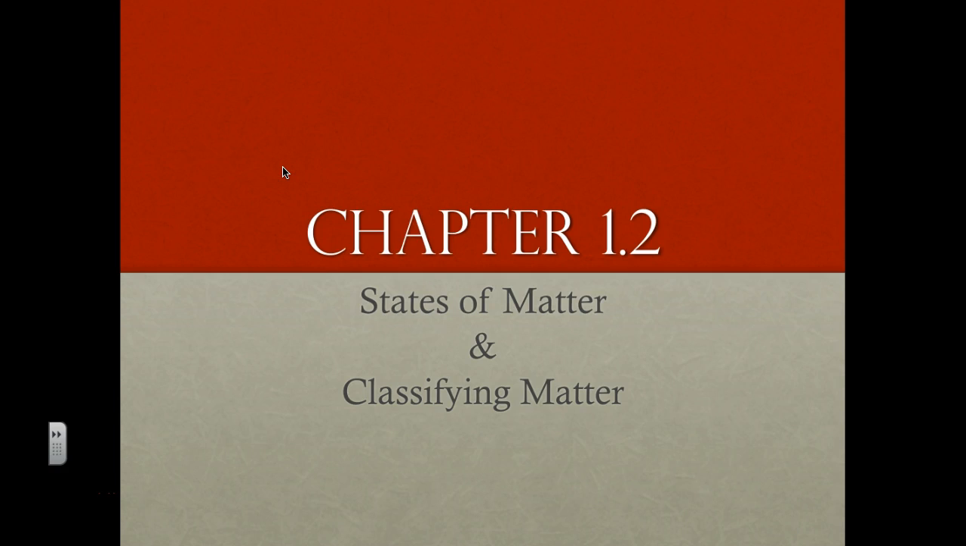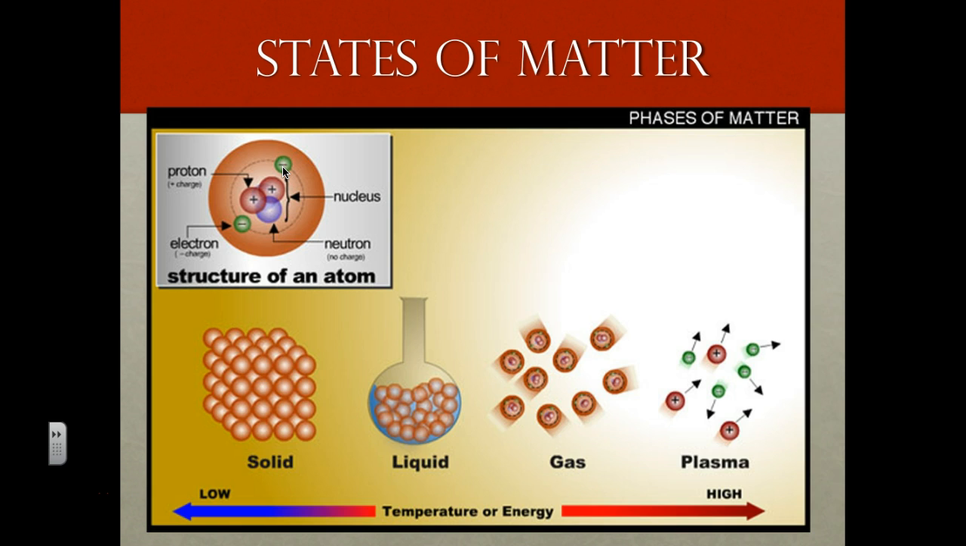Okay, so for Chapter 1, Section 2, there's quite a bit of information here, even though it's not very much reading. It's states of matter and classifying matter. So this should hopefully go pretty quick if I talk fast enough because it's very basic information. For example, the states of matter. You should know that it goes from solid to liquid to gas. You don't need to worry about plasma.